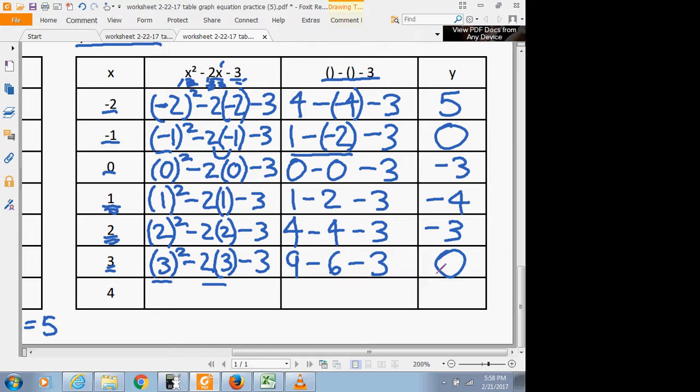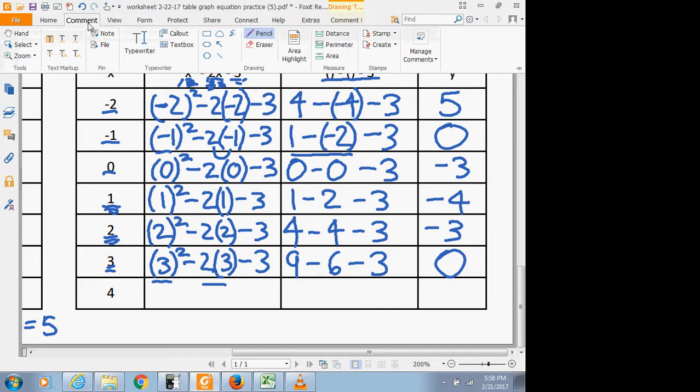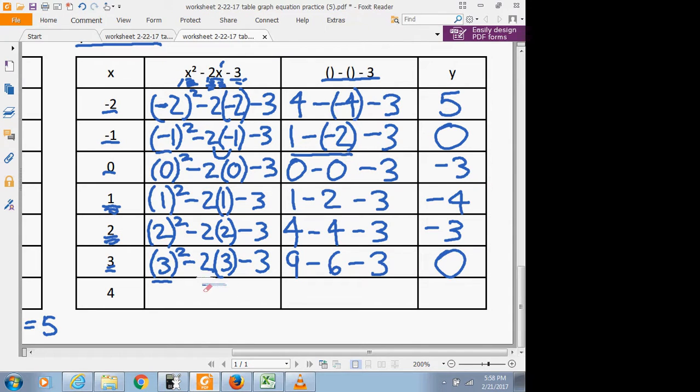Last one. Try to calculate y if x equals 4.